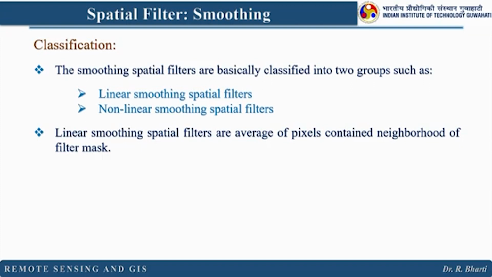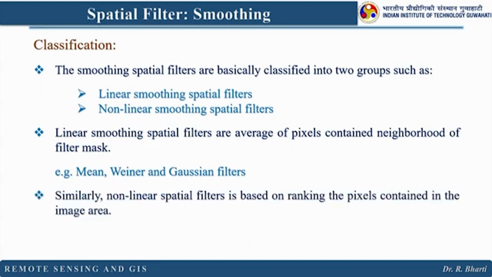So linear smoothing spatial filters are the average of pixels contained in the neighborhood of the filter mask, right? For example, mean, Wiener and Gaussian filters. Similarly, a non-linear spatial filter is based on ranking the pixels contained in the image area. So these are minimum, maximum and median filters. We will see examples of which ones are best among these linear and non-linear filters, right?